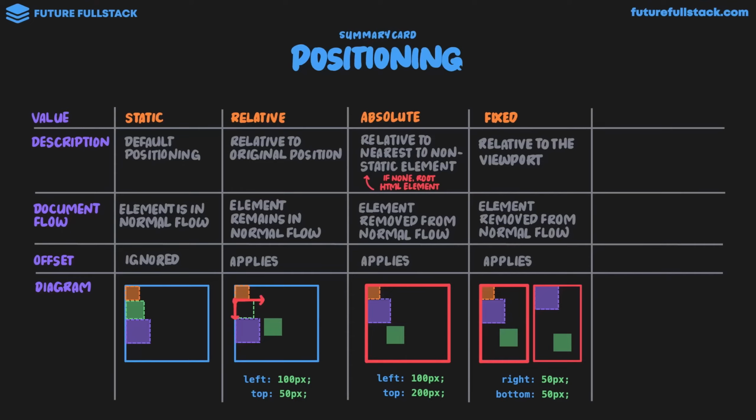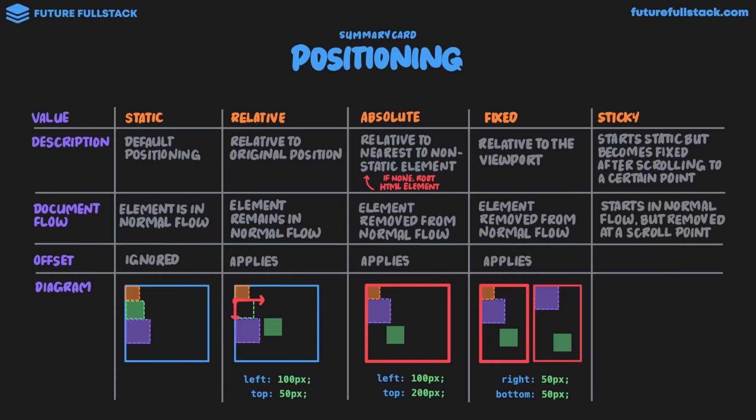view of the page. Finally, for a sticky positioned element, it starts static but becomes fixed after scrolling to a certain point. In terms of document flow, it starts in normal flow but is removed at a certain scroll point. And for sticky positioning, the offset property is actually required, so the browser knows at which point to make it sticky. In diagram form, our green element is initially statically positioned in normal document flow.